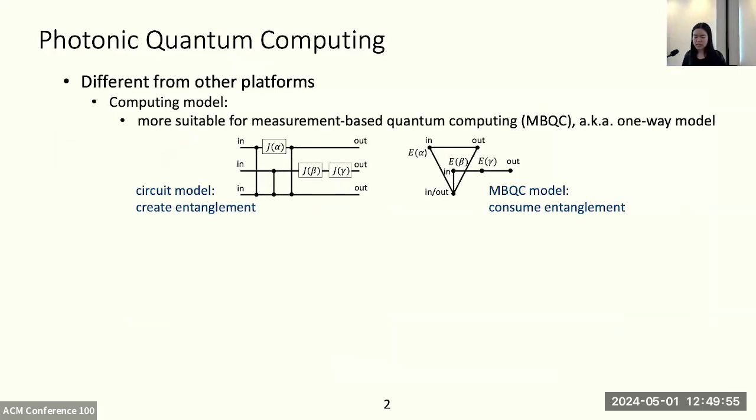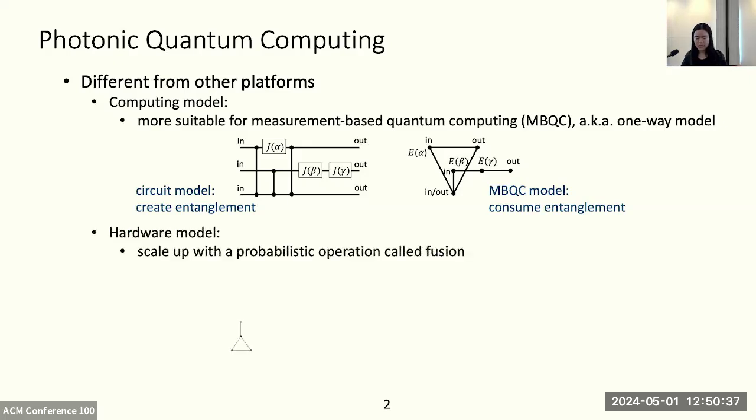In a circuit model, the computation is realized by applying gates on initial product states, which gradually creates entanglement among qubits. While in the MBQC model, computation is driven by single-qubit measurements on an initial entangled state called a graph state, which gradually consumes the entanglement between the qubits. The entanglement structure of the graph states varies with the program. For example, for the circuit on the left, the required graph state is shown on the right. Each vertex stands for a qubit, and the edges stand for the entanglement. These edges basically correspond to the CZ gates in the circuit on the left.